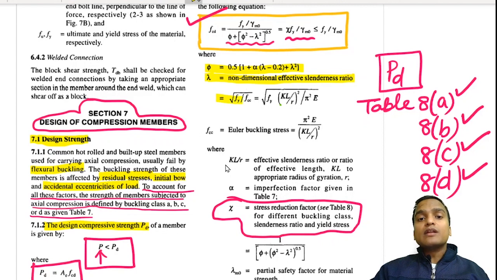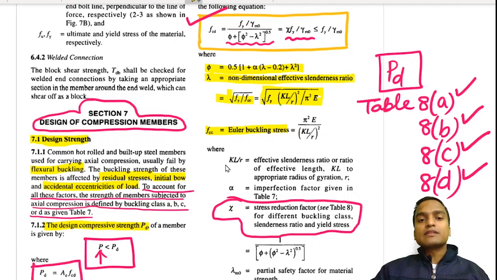Lambda is equal to root under of Fy by FCC, and here FCC is the Euler buckling stress and Fy is the yield stress. Euler buckling stress will be equal to pi square E times 1 by lambda square, or also we can say FCC is equal to pi square E divided by KL by R square, which is the slenderness ratio square. So Fy upon FCC is written here like this also by putting the value of FCC.